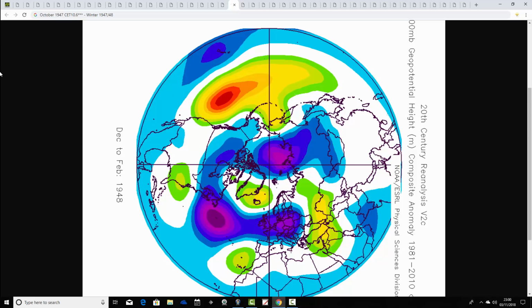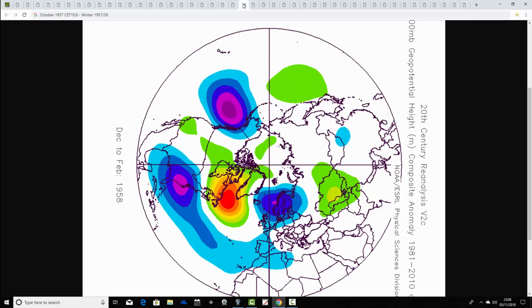The winter of 47-48 is a mild winter. We bring low pressure through across the country. Very, very different winter to the one before it, 46-47. I think that winter, 47-48, is shown up quite a bit in our analogues this year. October 1957 shows up next with a CET of 10.8.